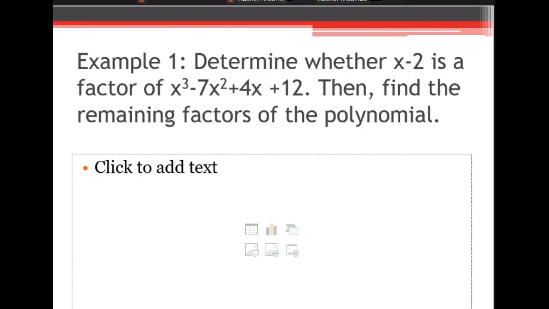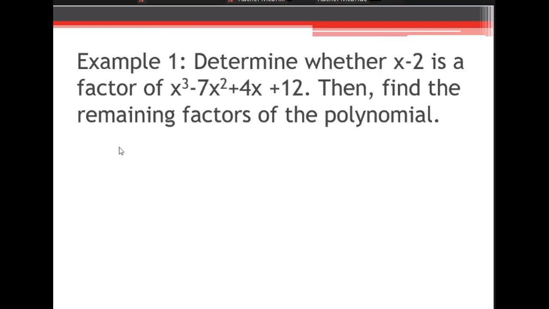Okay, so example number 1. Determine whether x minus 2 is a factor of the given. If it is, find the remaining factors. So we're going to take the 2, put it in our box. We are then going to write out the coefficients of the terms.